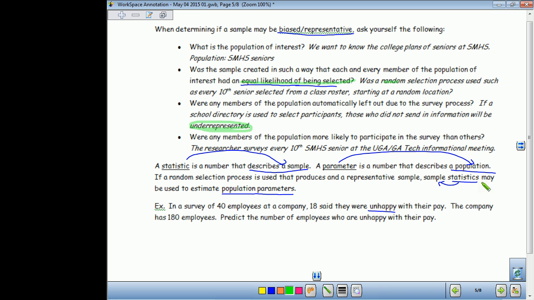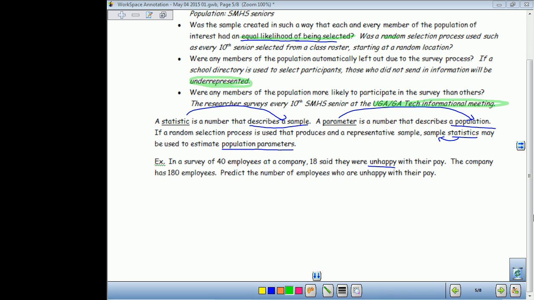All right, were any members of the population more likely to participate in the survey than others? So, if the researcher did the surveying at a Georgia Tech informational meeting, that would be unfair. That would be biased. That would add some bias, wouldn't it? Yes. Obviously, all those kids want to go to UGA, right? Right, or else they wouldn't have wasted their time going to the informational session.